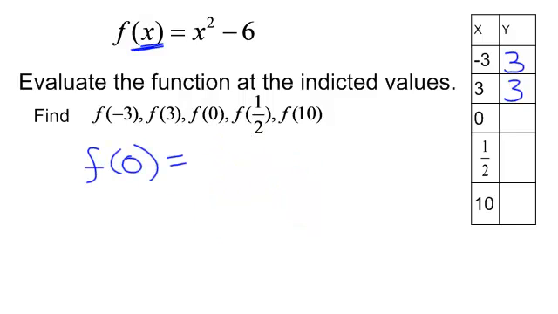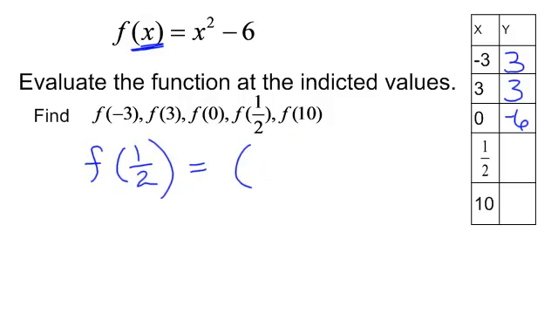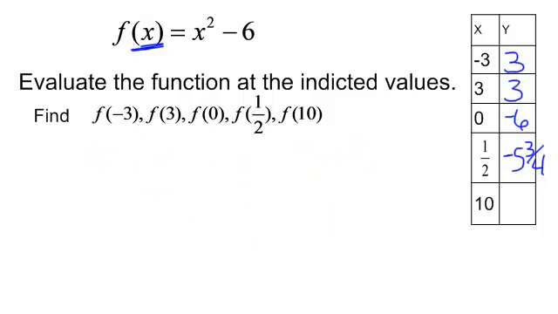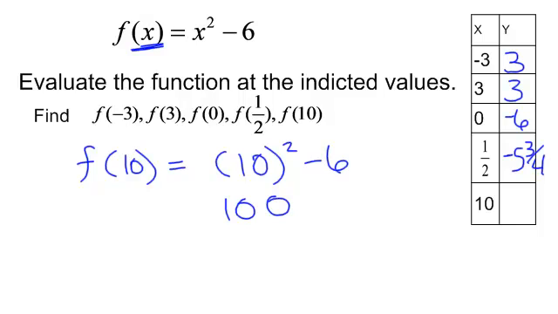F at 0, that will be 0 squared minus 6. F at 1/2, I will take 1/2, I will square it, and I will subtract 6. 1/2 squared, that is 1/2 times 1/2, which is 1/4 minus 6, and that will be a -5 3/4, or a -5.75. And the last value they want me to evaluate is f at 10. So I will have 10 squared minus 6. 10 squared, that is 10 times 10, which is 100. 100 minus 6 is 94.